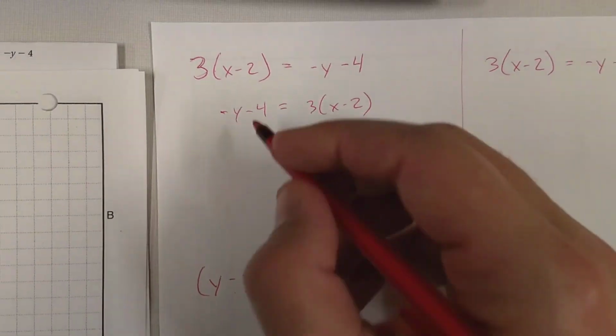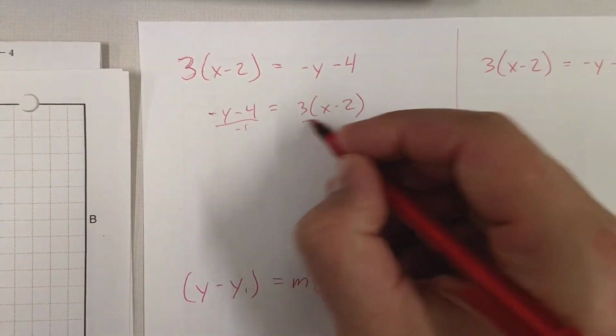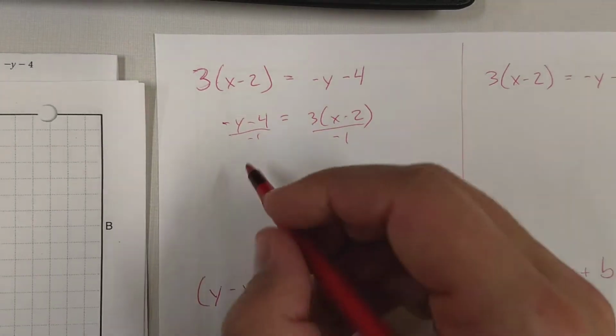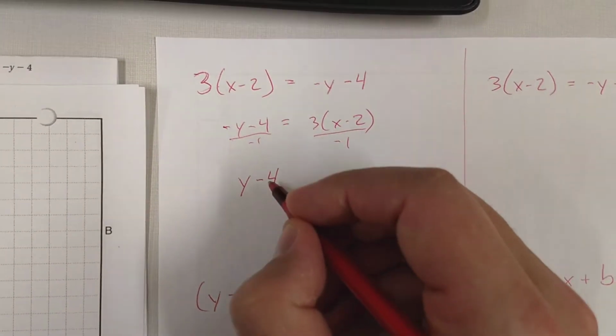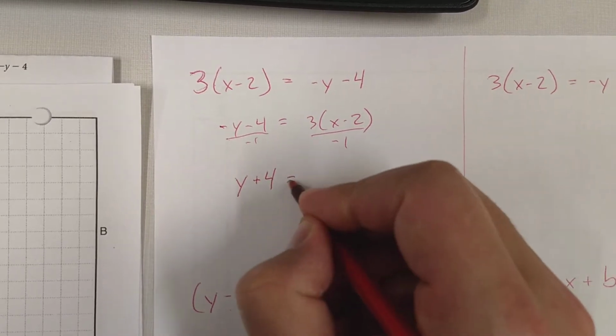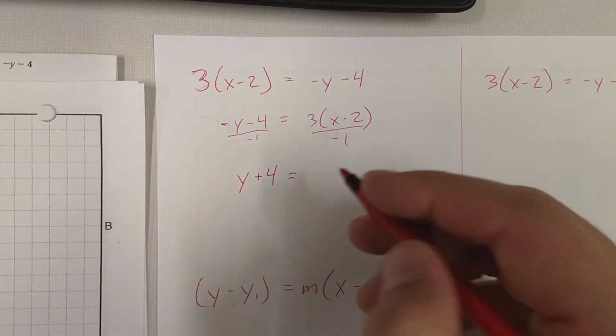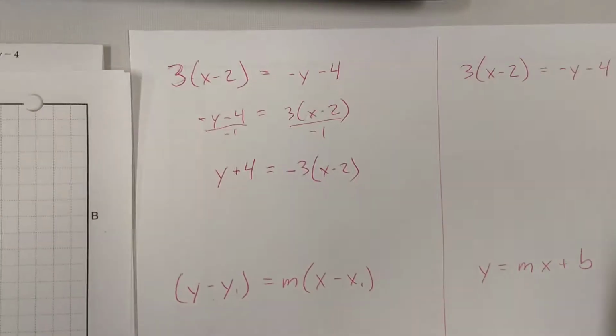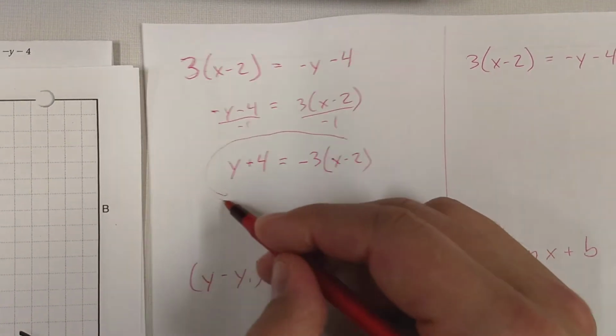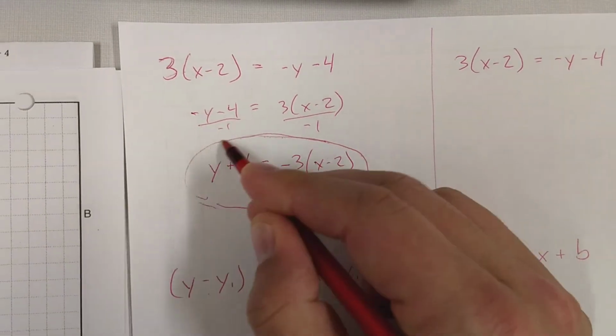So what I'm going to do is divide both sides by negative 1. What that ends up giving me is y minus 4, or excuse me, y plus 4, set equal to a negative 3 out front times the x minus 2. Okay, so that is my point-slope form.